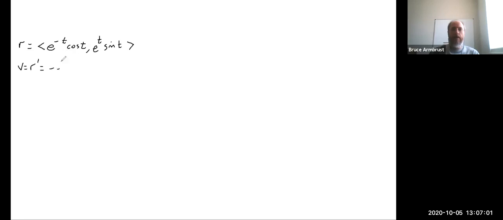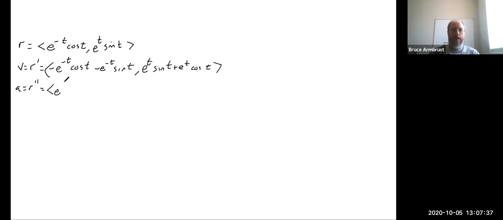That's going to be minus e to the minus t cosine t minus e to the minus t sine t. So I just did the product rule on this guy, right? And then the other portion is going to be e to the t sine t plus e to the t cosine t. So that's our r prime. So then our double prime, which is going to be our a, just differentiate one more time. So this one's going to be a little bit longer, but let's just see what we get here.